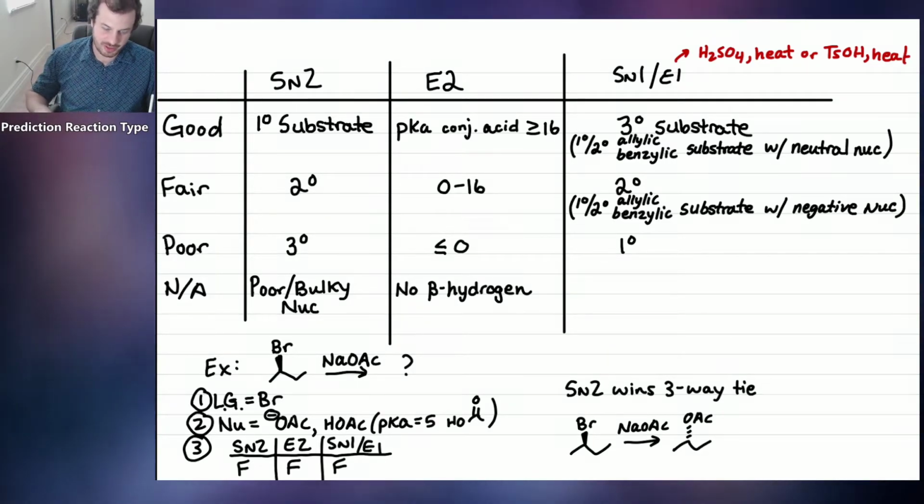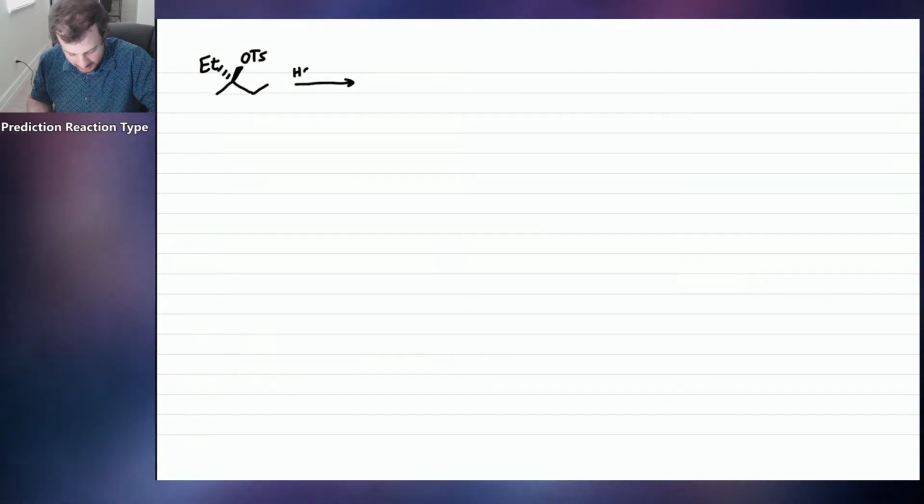Let's do a tricky one here. Here's an example where SN1 wins. I guess maybe I shouldn't give you spoilers, but it's okay. Maybe you would see that SN1 wins right off the bat. And okay, what's the product of this reaction?